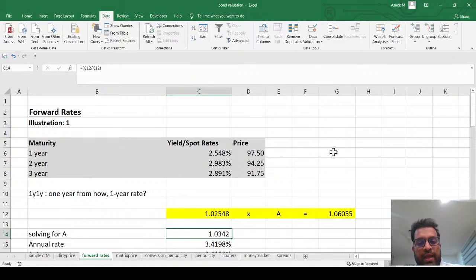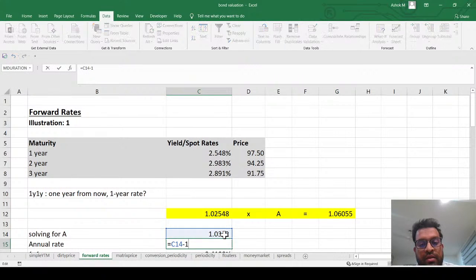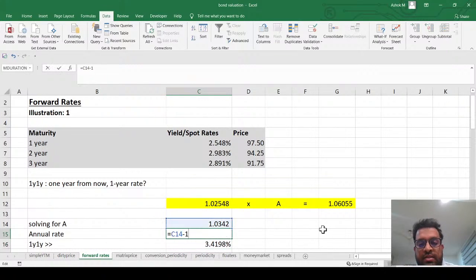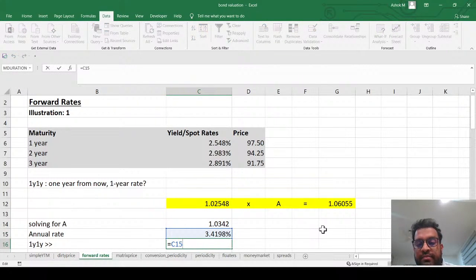So if you solve for A, you bring this down to the denominator, basic algebra, and the annual rate you get is 1 minus this, 3.5 percent. So that's it. That's your forward rate.